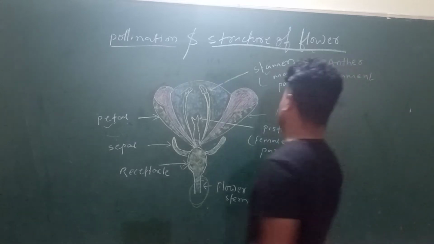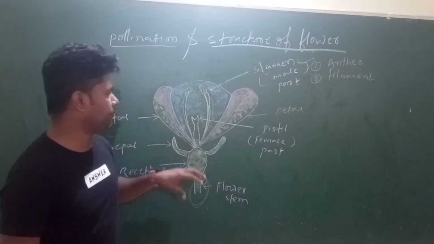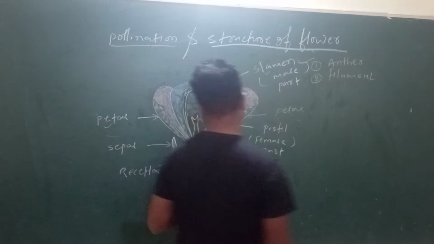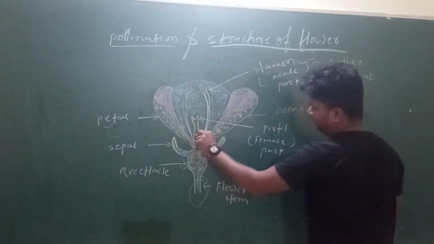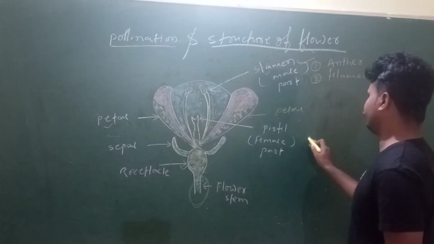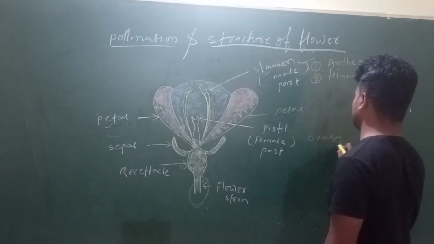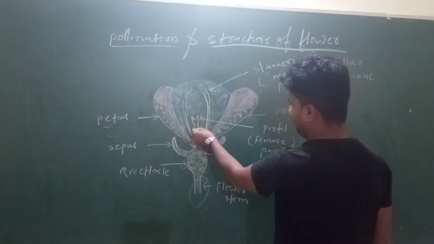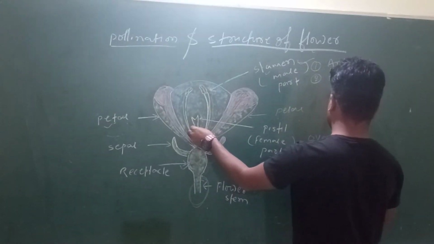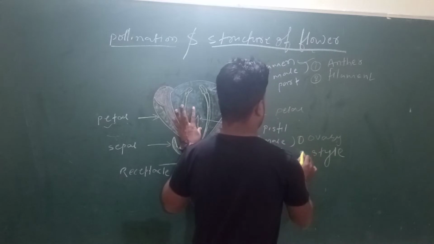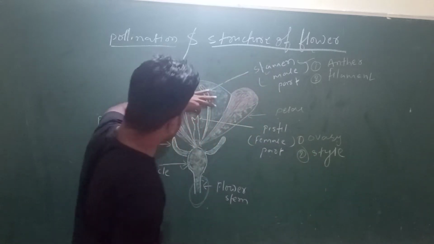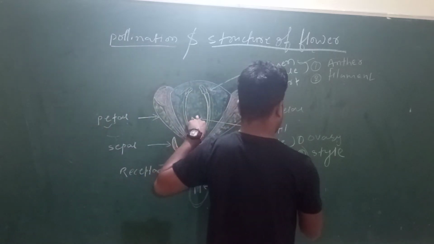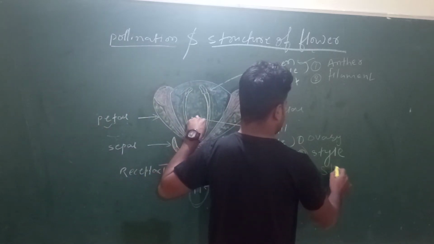Similarly, the pistil, the female part of the flower, has three parts. The first part is known as the ovary. And this is called the style. And above the style, this part of the pistil is known as the stigma.